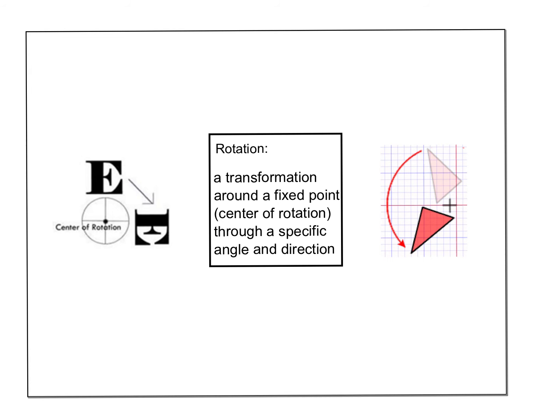Now, rotation just means I'm spinning it. That literally is all it means. I am keeping the same size. I'm not flipping it over. I'm not reflecting it. I am spinning it. So you're going to spin about a center of rotation, and you're going to rotate it through a specific angle and direction. Most of the time in the coordinate plane, we are going to spin it about 0.